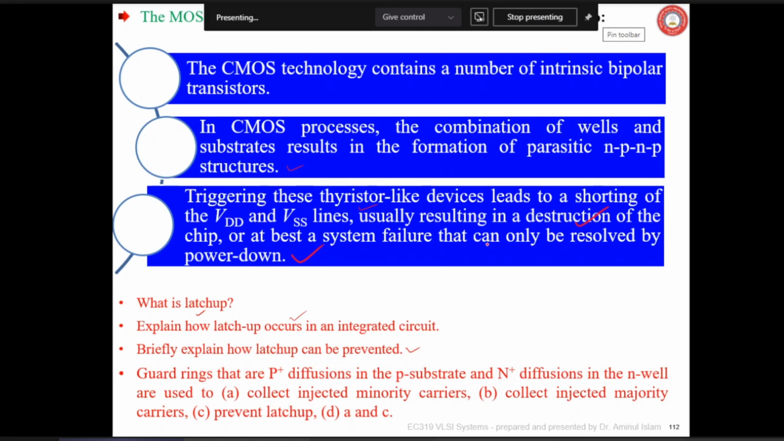So what is latch up? With this slide, what can you understand? Latch up is the low resistance path from VDD to ground in an integrated circuit due to the triggering of a thyristor-like NPNP or PNPN structure. I hope that you are not understanding anything because you have not studied thyristor or SCR. Okay, so we'll discuss.